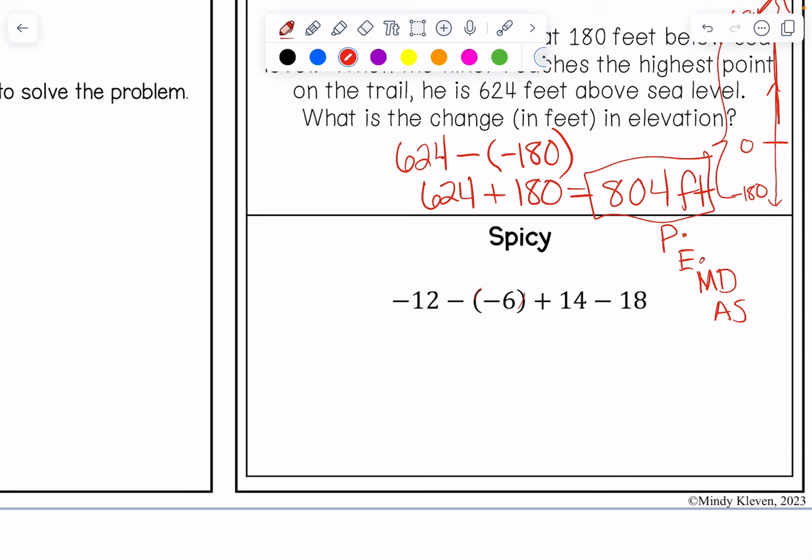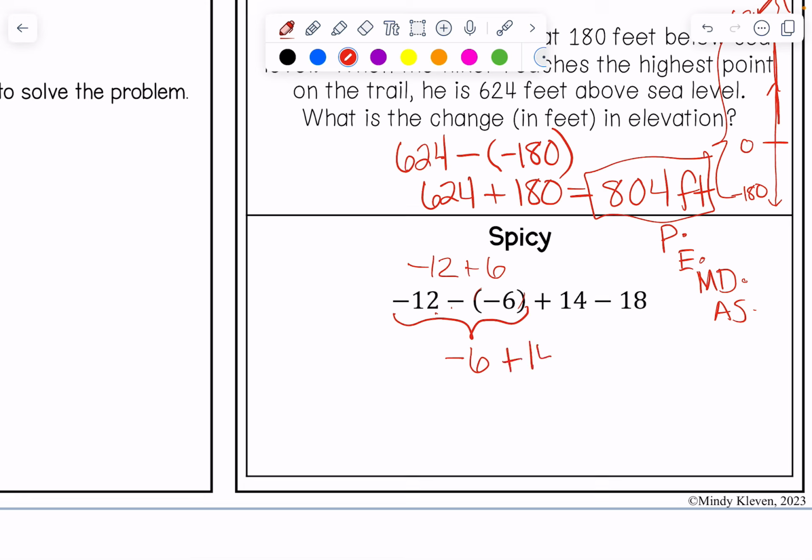We don't have any exponents. We don't have multiplication or division. So we're moving on to addition and subtraction, but we do that from left to right. So first I'm going to solve -12 minus -6. And you could think of this a couple of different ways. You could think of having 12 negatives and subtracting 6 negatives from that. So you're still going to have 6 negatives left. You could think of this as -12 and then the minus -6. If we rewrote that as addition, -12 plus 6, that's going to give us -6. There's a couple of different ways you can view that problem. But that's just that part of the problem.